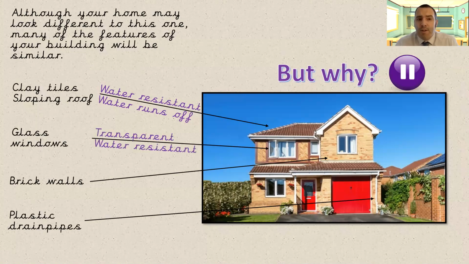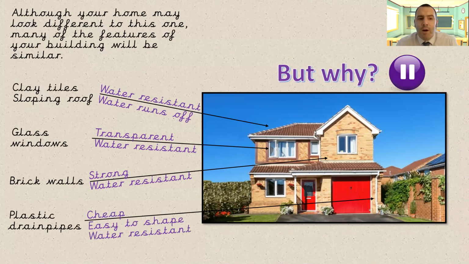The glass windows, they're transparent and they're water resistant. So we can sit inside when it's raining, knowing that the water's running off the roof, and we can look out and think, I'm really glad I'm not out there today. Brick walls, they're strong and they're water resistant. So it leaves us with a nice dry home.